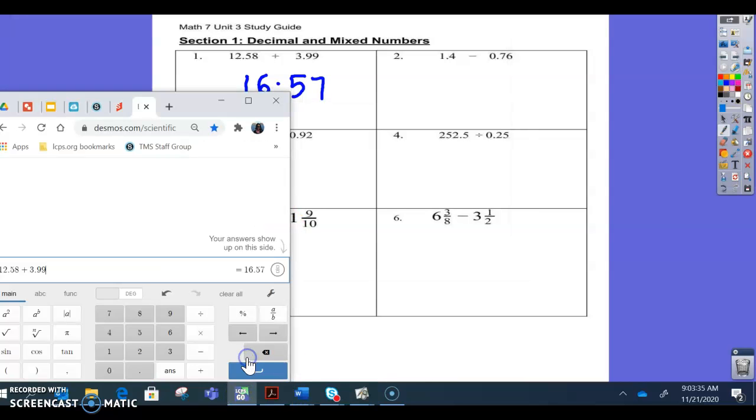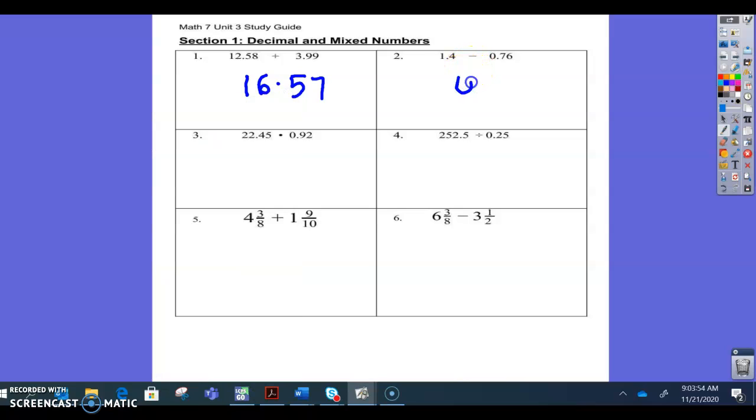The next problem is subtracting. So I'm going to clear this, and I'm subtracting 1.4 minus 0.76. And see, I got 0.64, which is 64 hundredths. So 0.64, and that's it. Okay, moving on.